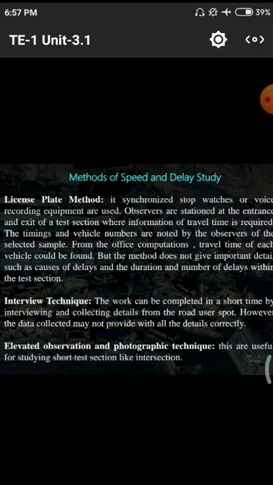Next one is this license plate method. This is one of the methods employed to calculate speed and delay studies, but it is not an accurate method. Why? Because a person at the starting point will note down the bike's license number and the particular time. At the ending point there is another person. He will also note down the bike number and the particular time, so that the two points have a particular distance and time.